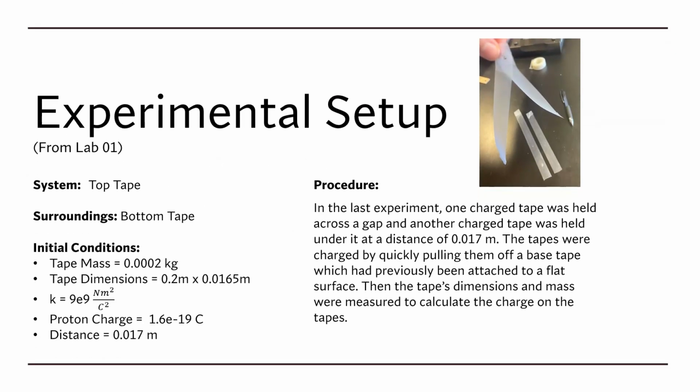Experimental setup from Lab 1. The system is the top tape, the surroundings are the bottom tape. The initial conditions: the tape mass was 0.2 grams. The tape dimensions were 20 centimeters by 1.6 centimeters. K as always, proton charge as always, and the distance was 17 millimeters.